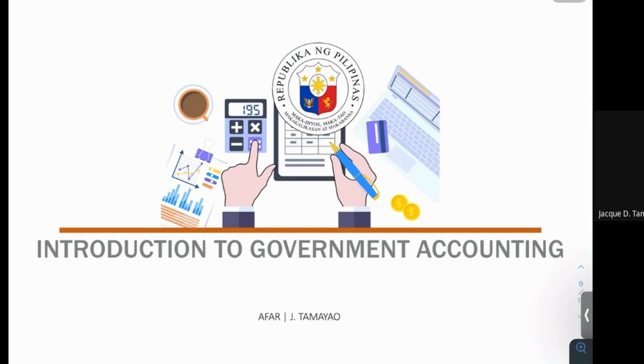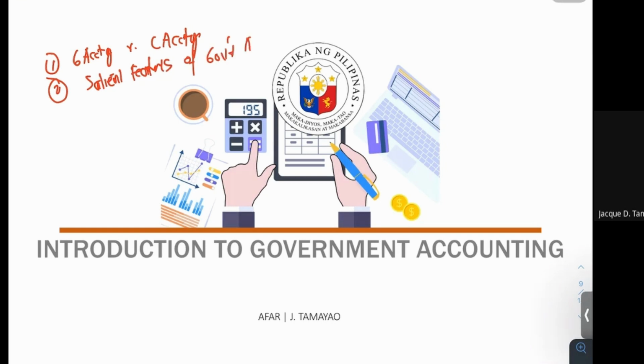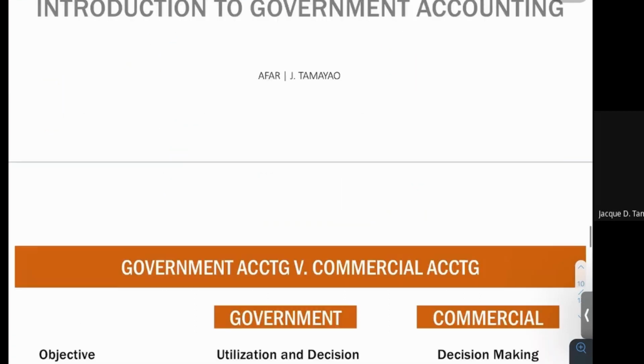First, we will discuss the distinction between government accounting versus commercial accounting. After discussing the difference between the two, we will also talk about the salient features of government accounting. And then finally, we will talk about responsibility accounting. So let's start and discuss the difference between government and commercial accounting.